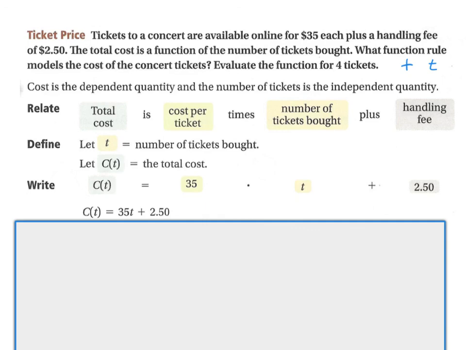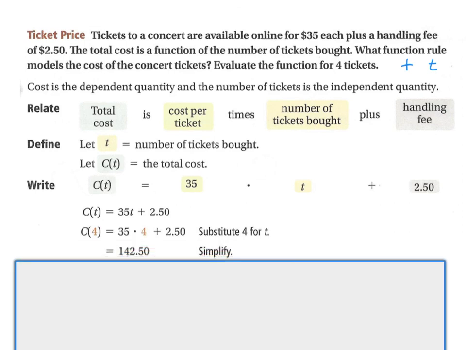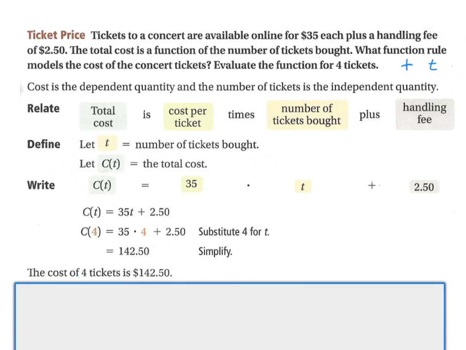Well, they want me to evaluate the function for 4 tickets, so I take the 4, I put it in for the t, do a little bit of math, I get $142.50. Write it out in a sentence: the cost of 4 tickets would be $142.50. And that does it for this lesson.